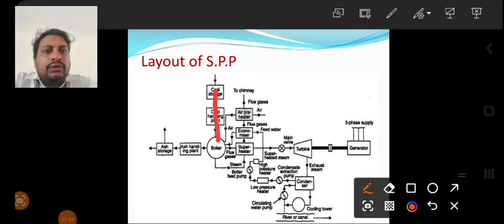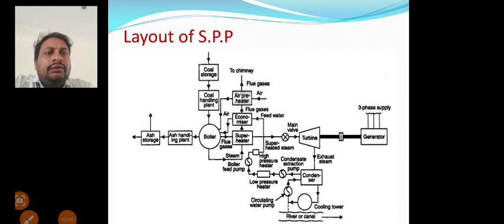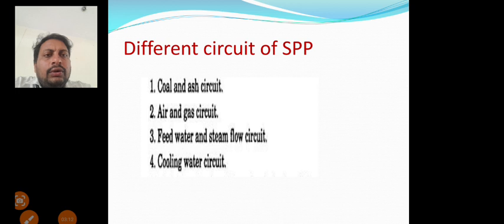So this is about coal storage and coal handling. From the coal storage and coal handling, it will be supplied to the boiler. After burning, ash will be created and that ash will be removed, going to ash handling equipment and ash storage. So the first circuit in the layout is the coal and ash circuit.